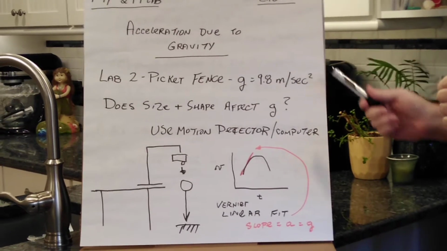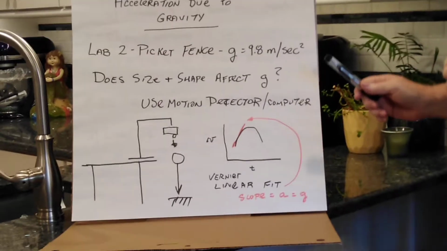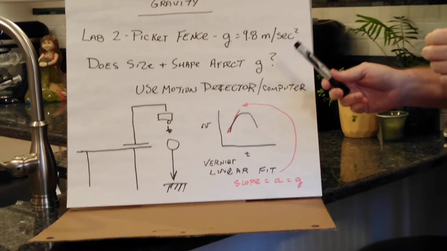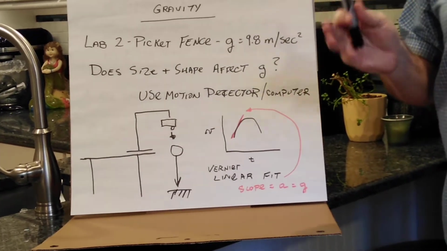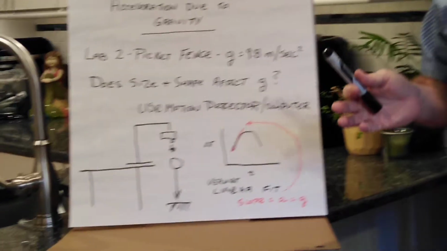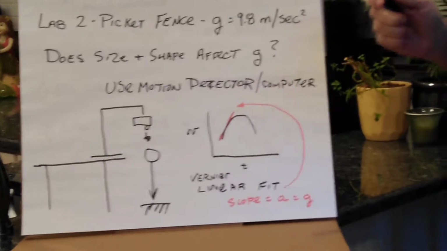In this lab, what we're going to do is use a motion detector hooked up to our computer, and we're going to use that motion detector to generate V over T graphs again for different size balls, different weights, different constituencies, to see a couple of things.